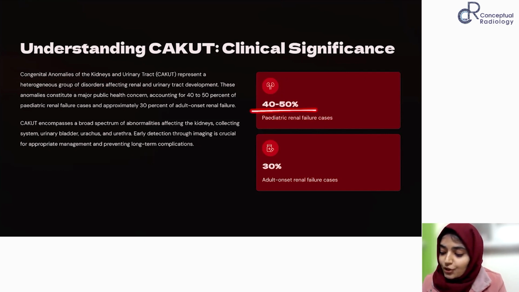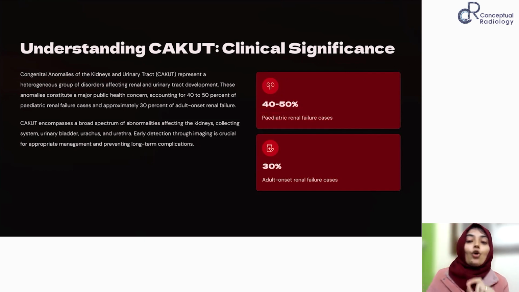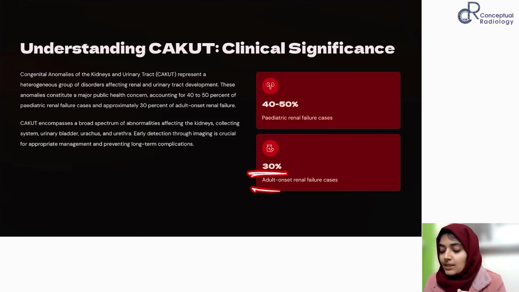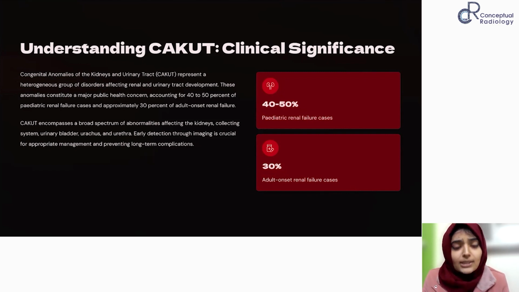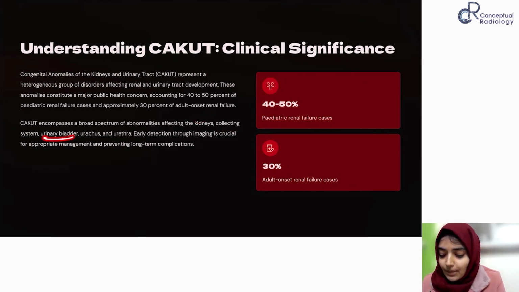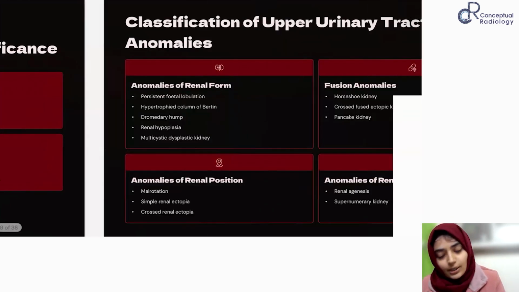They can account for as much as 40 to 50% of pediatric renal failure cases and as much as 30% of adult onset renal failure, as will be addressed in today's session. So it encompasses a wide spectrum of anomalies, starting from the kidneys to the collecting system, the urinary bladder, urethra, and urachal anomalies. Early detection through imaging is crucial for management and preventing the long-term sequelae of these CAKUT anomalies.